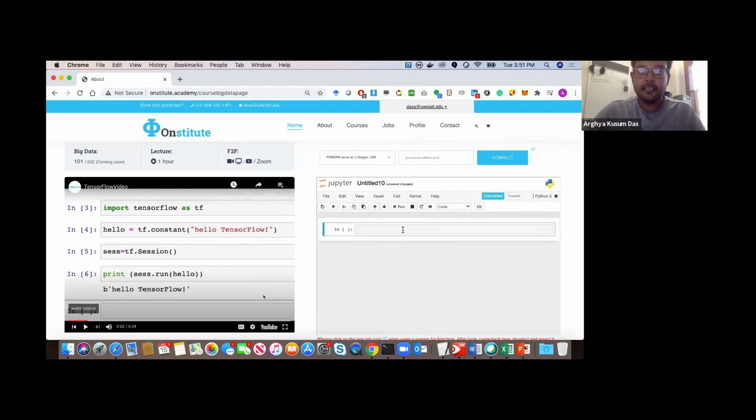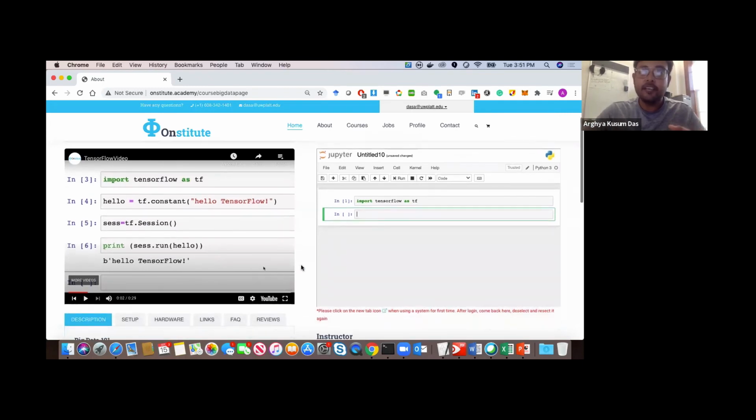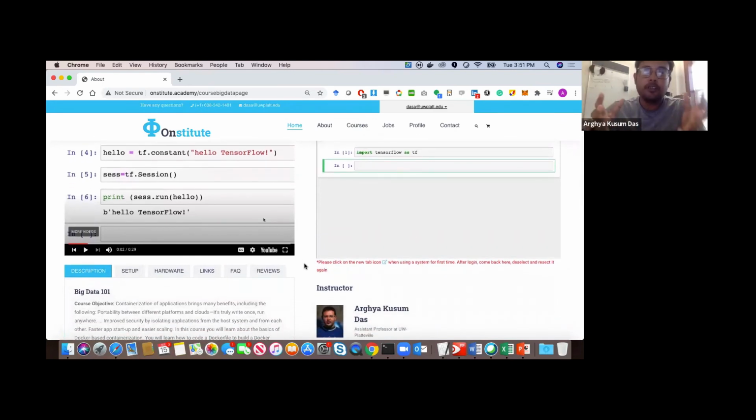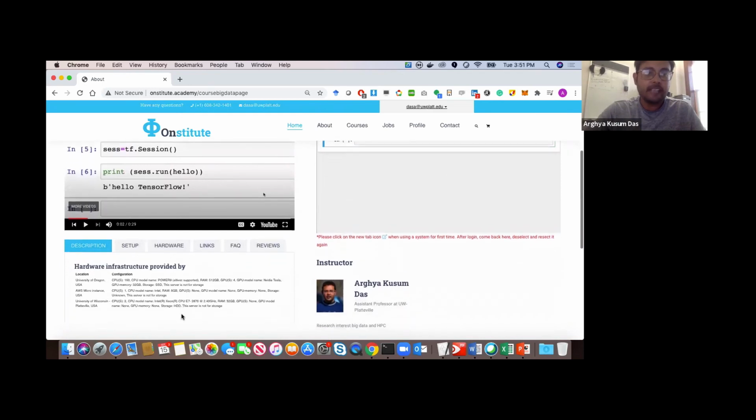Let's say, import TensorFlow as tf, something like this. They can write any type of code, and the best part is they are doing it on a very high performance computing infrastructure. They do not need to do only theoretical learning, but can learn on top of world-class Power architecture or any type of architecture.